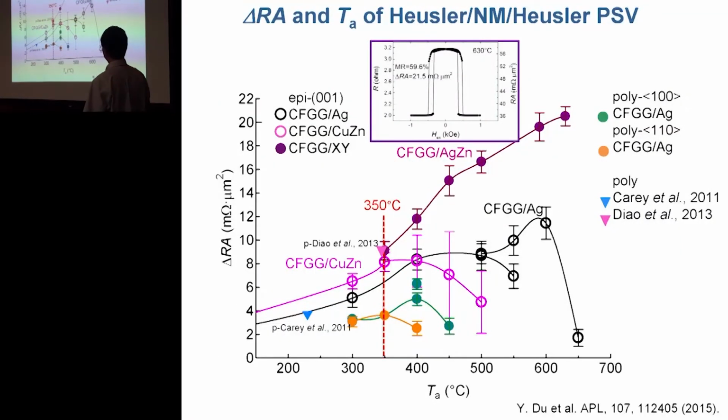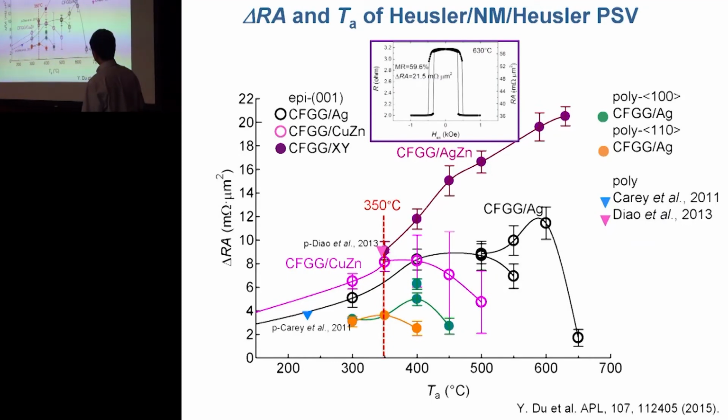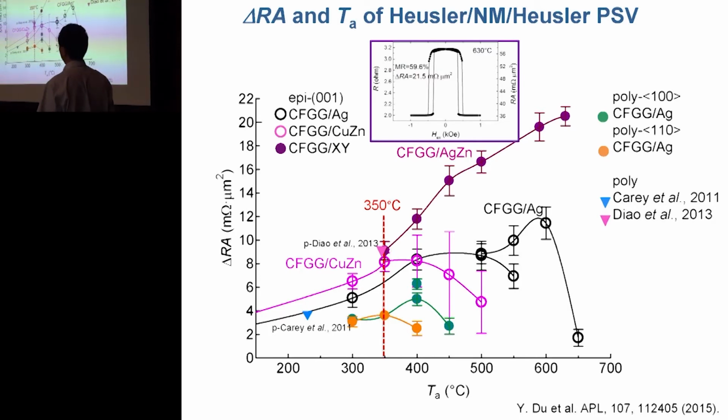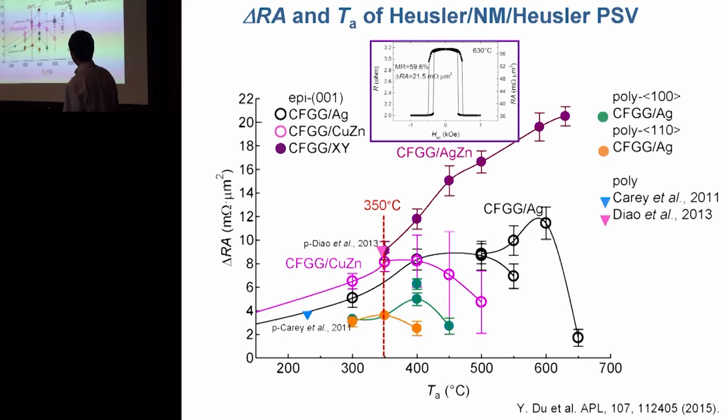So based on this, we prepared CPP-GMR. This is an earlier result: cobalt iron gallium germanium with silver spacer. And we changed the spacer to copper zinc and silver zinc. After making a simple tri-layer structure, we anneal them, and the MR output increased. In the case of copper zinc, we get larger MR output. A good merit is that even for low temperature annealing, we get high MR output.